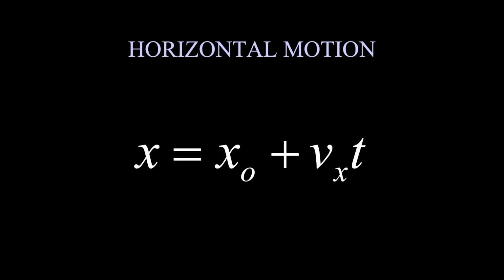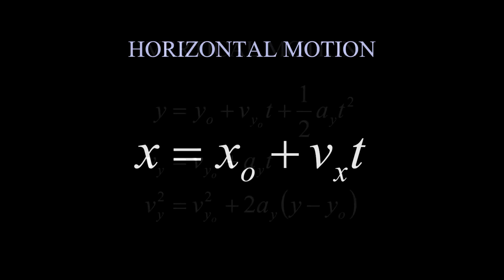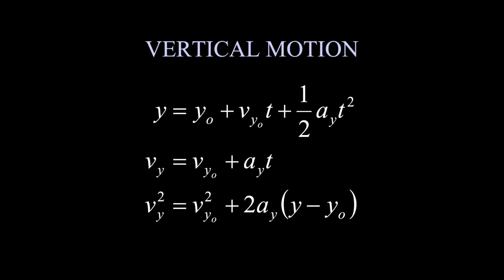But if you look at that set of 3 equations, when the acceleration is equal to 0, as it is in horizontal motion, the only equation that survives is x is equal to x naught plus v naught t. The 1/2 at squared part is missing from the equation because the acceleration is 0. So very simple solution for the horizontal motion. There's only one equation.